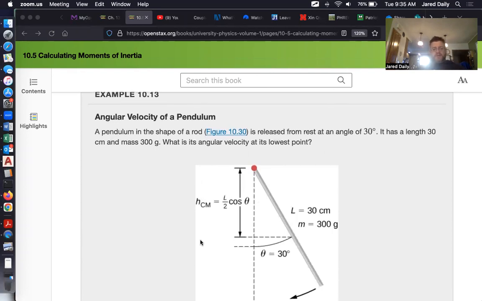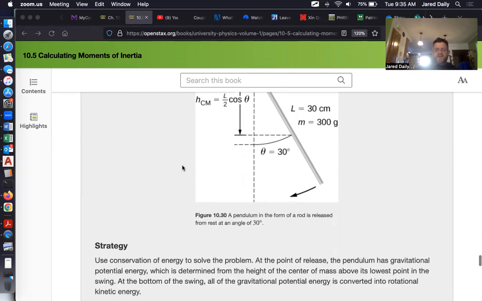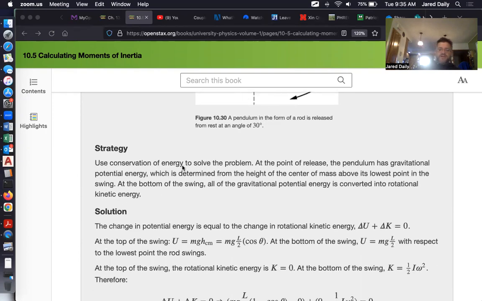So this brings us to a point where we're going to do some other examples, and we're going to calculate the angular velocity of a pendulum, for example. We have this pendulum in the shape of a rod that's released from rest at an angle of 30 degrees, has a length of 30 centimeters and a mass of 30 grams. What's the angular velocity at the lowest point?